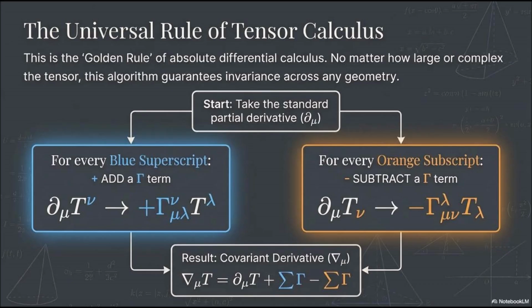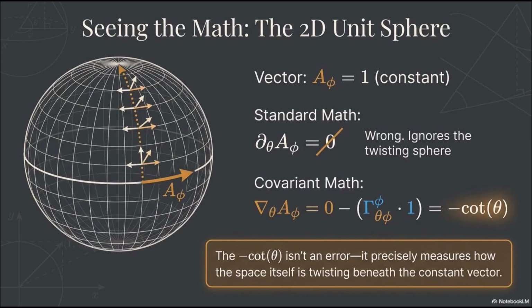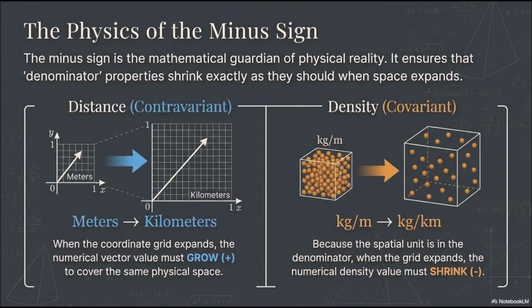Now the left side. Expanding the left side yields the quantity partial nu of A sub mu times V super mu, plus A sub mu times the quantity partial derivative with respect to nu of V super mu.